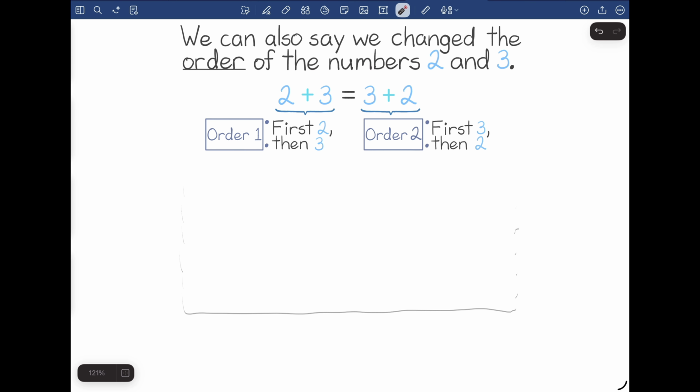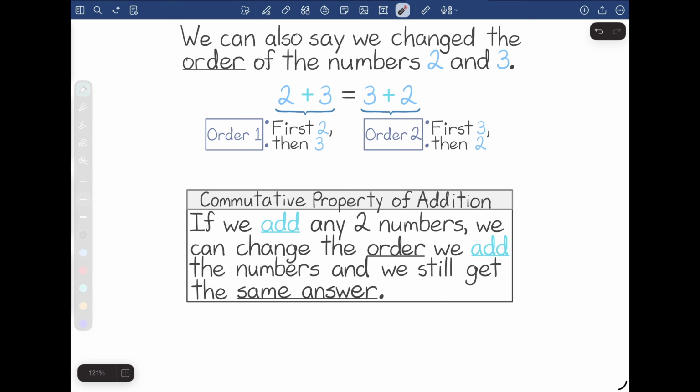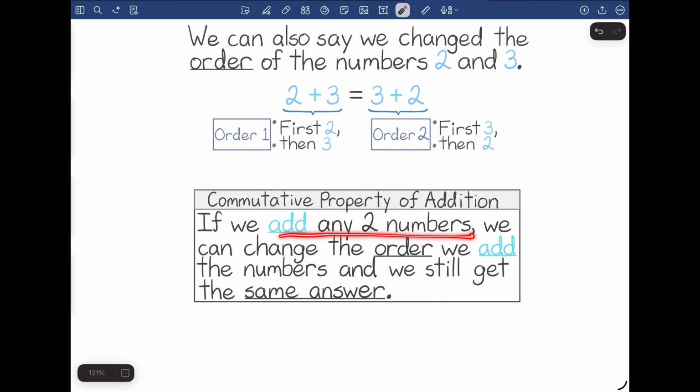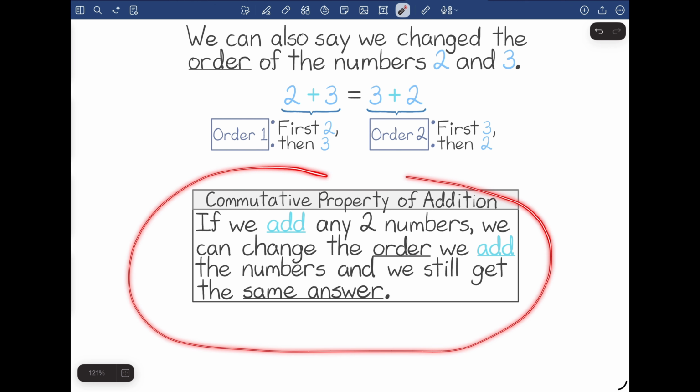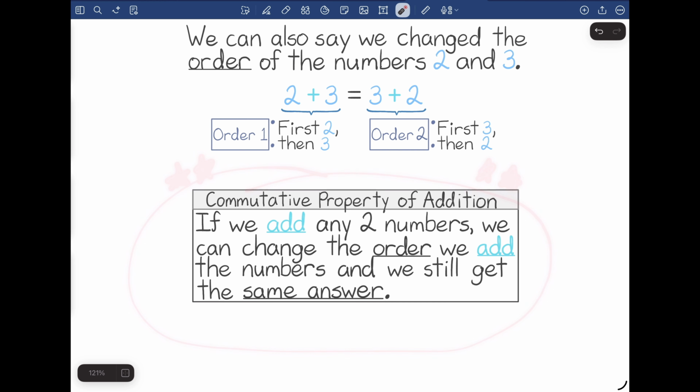And so we could also say the commutative property of addition in the following way. If we add any two numbers, we can change the order we add the numbers, and we still get the same answer. So this is the same idea as when we talk about switching the places of the numbers. The numbers appear in a different order. And so this is probably the most common way you'll hear the commutative property of addition being said.